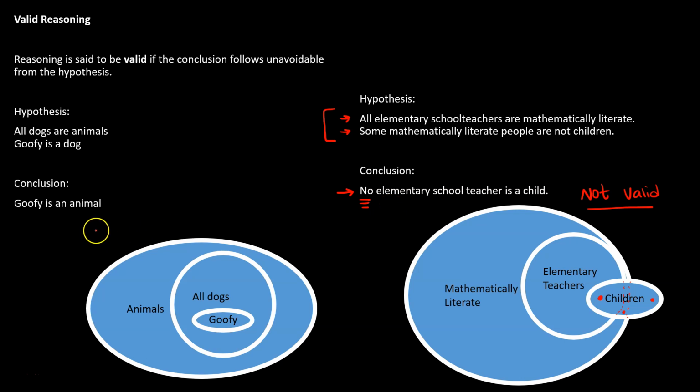Now, when we were looking at the dog and Goofy example, it was much easier because everything fit nice and neat. We couldn't draw the circles in any other scenario. It had to be this way. But with the school teachers and the literacy, we had various things that we had to consider, and one of them broke the argument. And that's all.